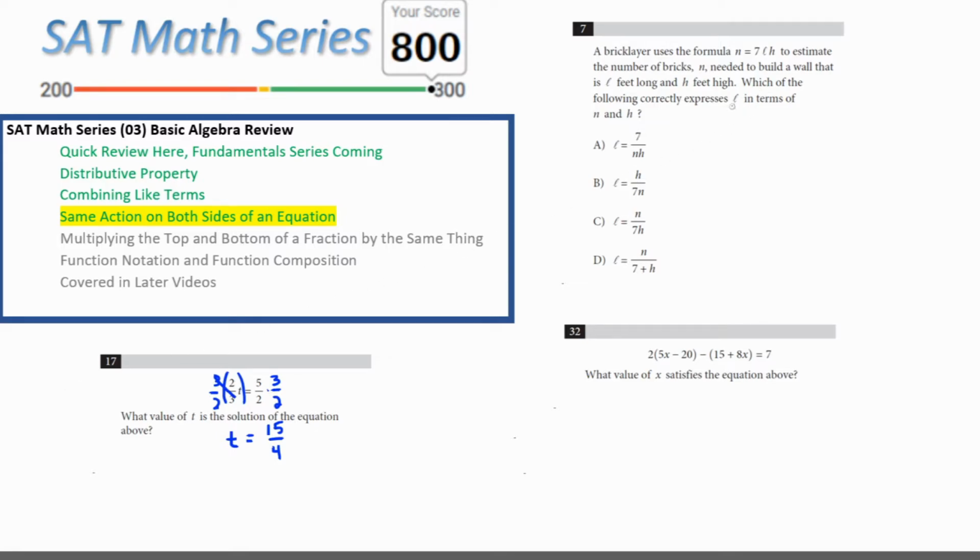So we want to isolate L, and L is here. To isolate L, we probably want to divide both sides by 7 and divide both sides by H to get it by itself. I'll do that in one step, dividing by 7H. And we see that L must be equal to n over 7H.